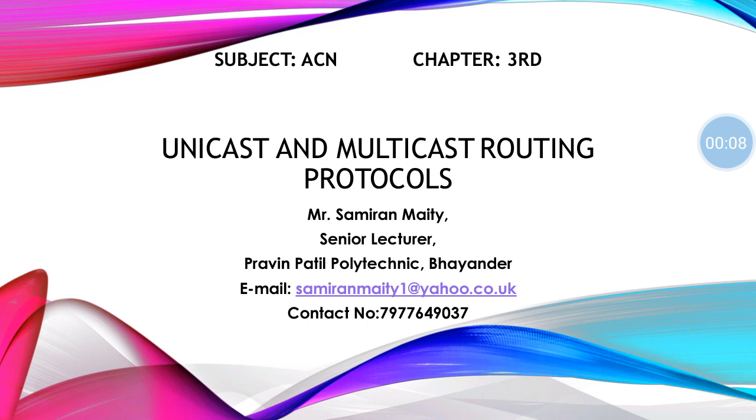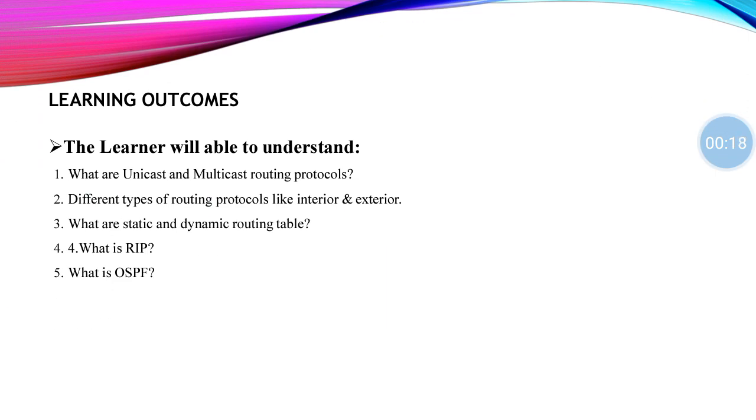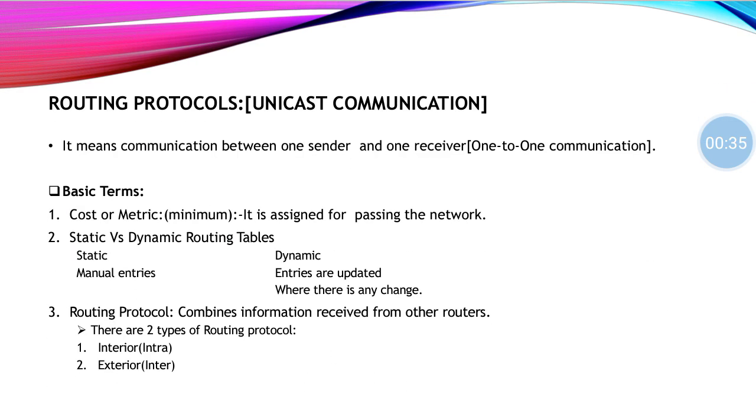I am here with the third chapter for Advanced Computer Network. The title for the same is Unicast and Multicast Routing Protocols. Once the chapter gets over, the learners will be able to understand what are multicast and unicast routing protocols, different types of routing protocols like interior and exterior, what are static and dynamic routing tables, what is RIP and what is OSPF.